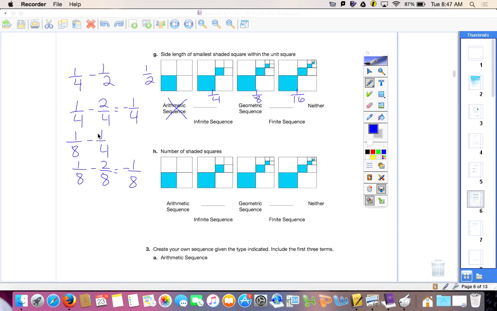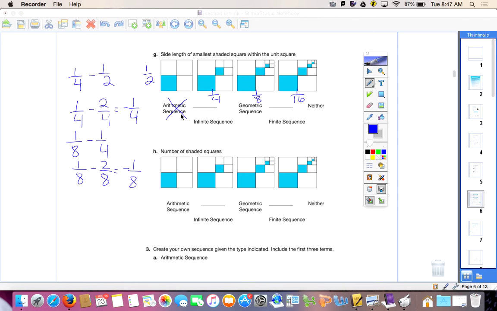1/8 minus 1/4. Again, we need common denominators. Common denominator here would be an 8, so 1/8 minus 2/8 is equal to negative 1/8. So I have a difference of negative 1/4 with my first two terms and a difference of negative 1/8 with terms 2 and 3. So I know that this is not an arithmetic sequence.